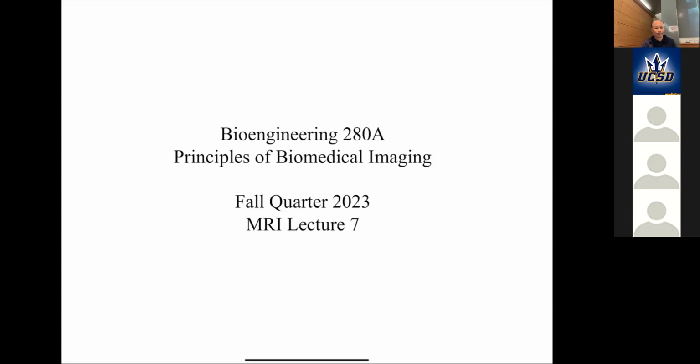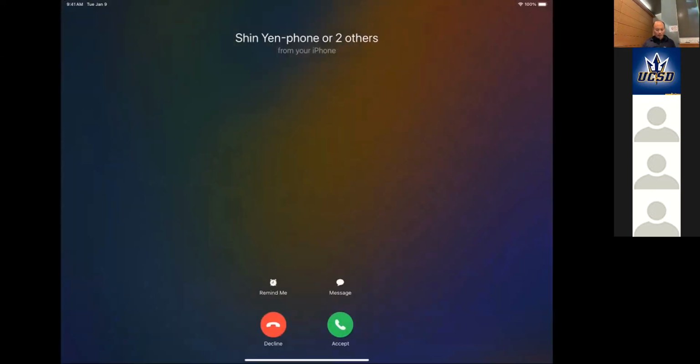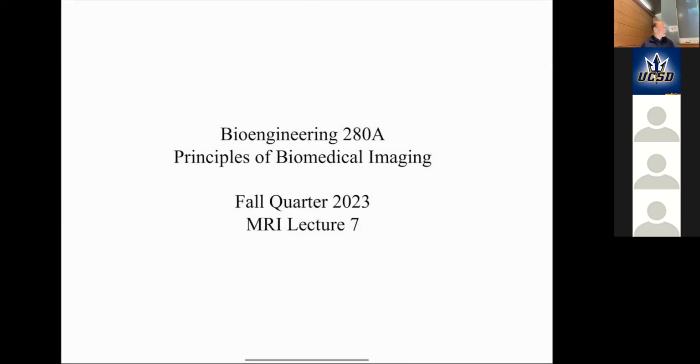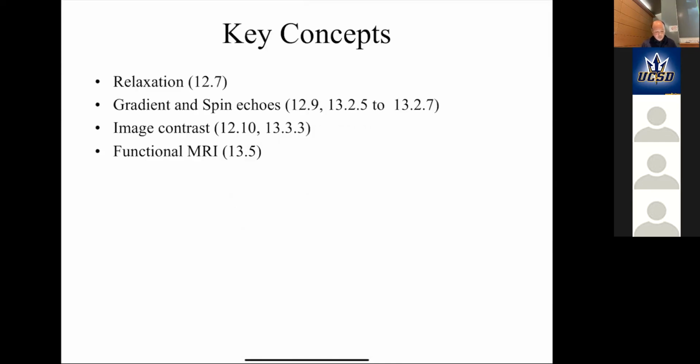Okay, all right. So today we're going to switch gears a little bit and start talking about the mechanisms of relaxation, which is really one of the fundamental aspects you'll see in clinical MRI. We'll introduce the concept of gradient and spin echoes, and then we'll dive into image contrast, and hopefully we'll have time to at least start functional MRI.